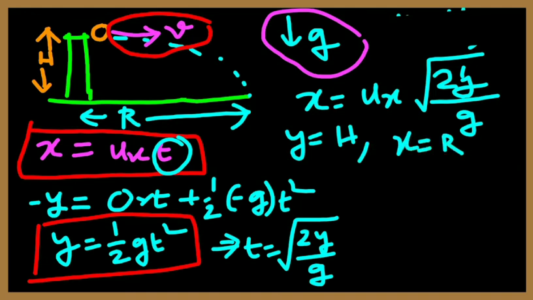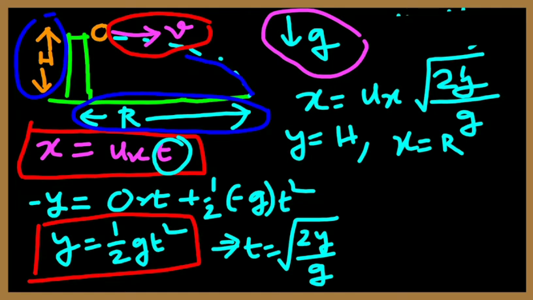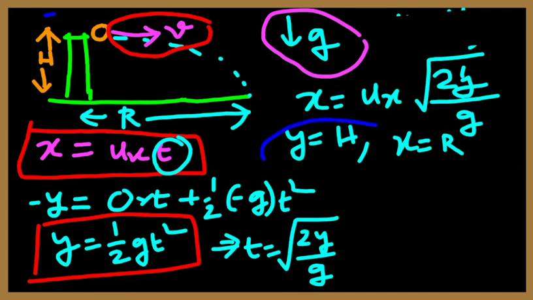This is very evident from this diagram itself. When that projectile is falling on the ground, it is completing a displacement of h in the negative y direction. The projectile also moves with a displacement of r in the positive x direction. So I can say when y is equal to h, x is equal to r. So we can just replace this in this equation.